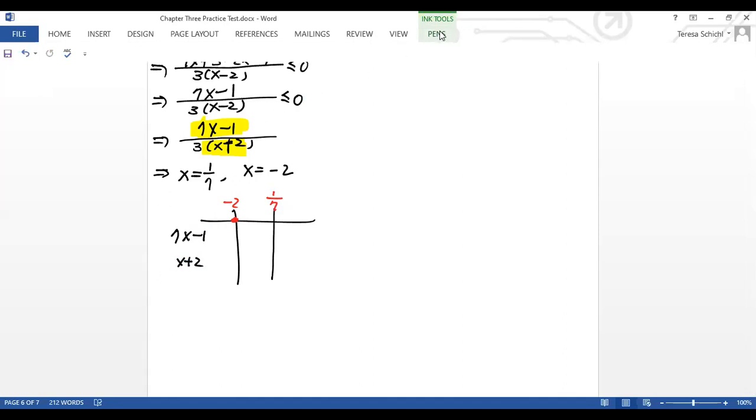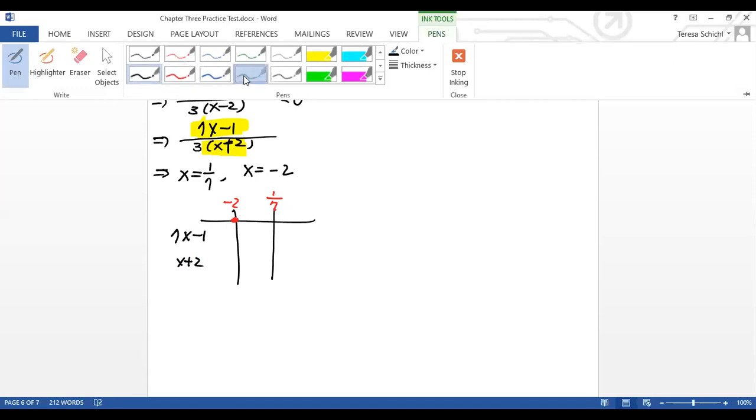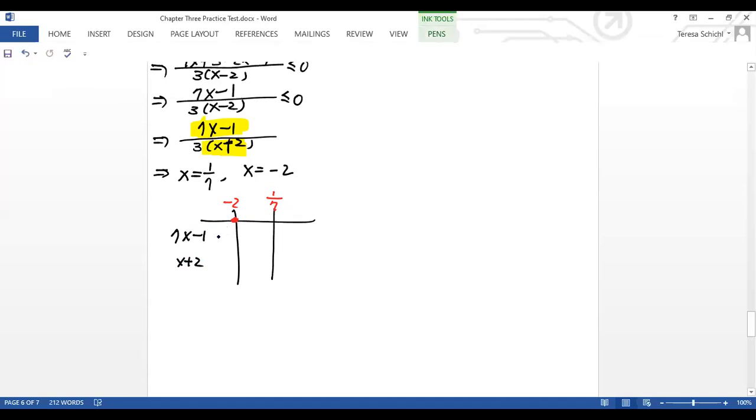So for anything less than -2, like -3, this is negative and this is negative. Anything in between, let's say 0, this is negative and this is positive. Anything greater than 1/7, say 1, this is positive and this is positive. Good job. Then we can finalize my negative, positive. So negative becomes positive, negative, positive becomes negative, positive becomes positive.